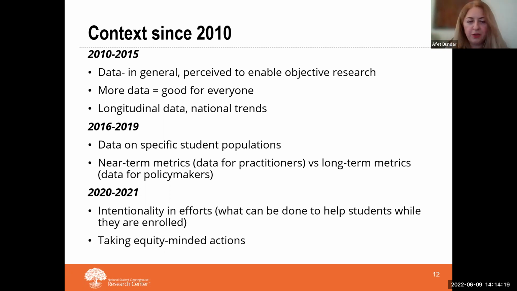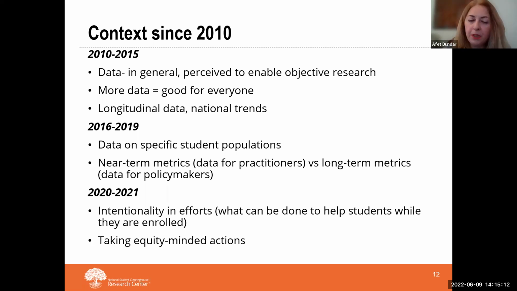As we progressed through the years 2016 to 2019, and these are not clear year ranges, it doesn't mean one ended in 2015 and the other started in 2016, but rather that it was an evolution. Of course, the earlier work continued over these years. Since 2016, we saw that national trends are not enough. There is specific interest in looking beyond the national level, at outcomes data for different student populations. And in addition to the long-term metrics that we produce, such as completion rate and transfer, we also focused on what we called near-term metrics. These are PDP data, Postsecondary Data Partnership, course credit and grade data.